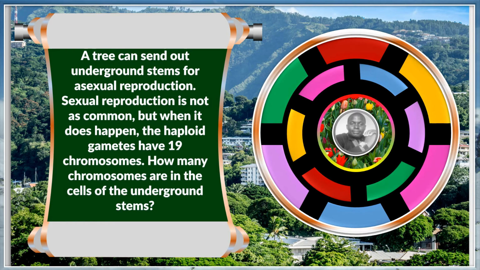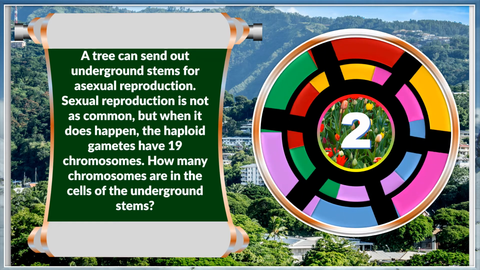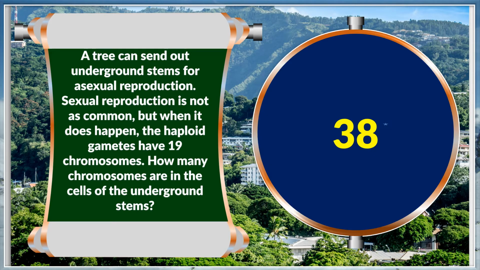A tree can send out underground stems for asexual reproduction. Sexual reproduction is known as common, but when it does happen, the haploid gametes have 19 chromosomes. How many chromosomes are in the cell of the underground stem? 38.